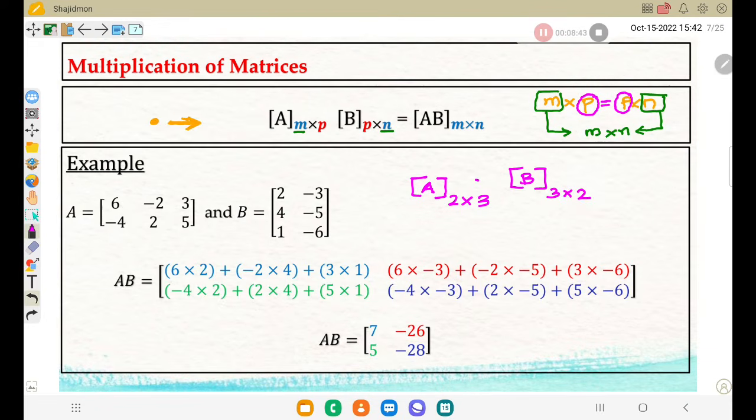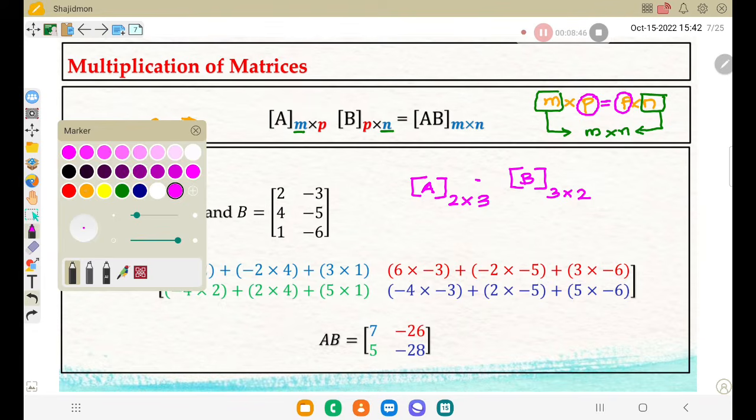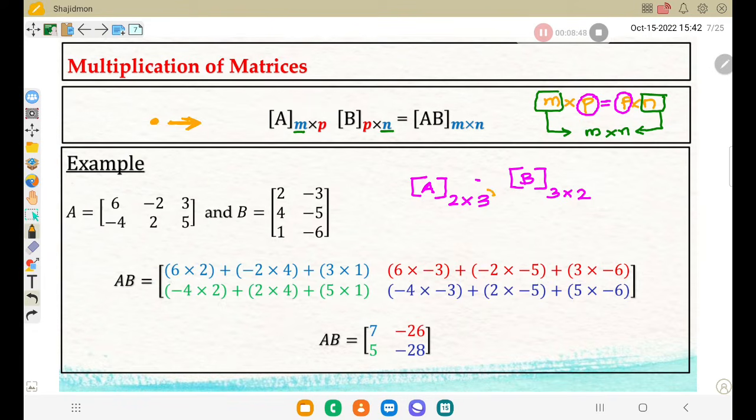Now we need to multiply these two, A multiply B. Can we multiply these two matrices? Yes. Why? Because the second number here and the first number here are the same, correct? Both are the same, so we can multiply these two matrices. If we multiply, we will get the AB matrix. What will be the order of that matrix? As I told you, the first number here and the last number here, so it will be a 2 by 2 matrix, with 2 rows and 2 columns.